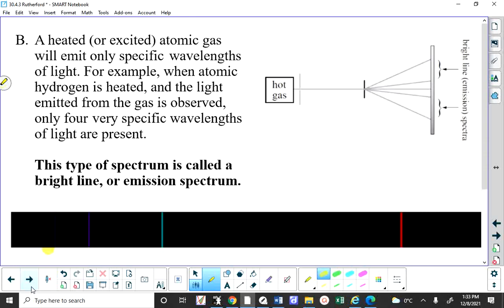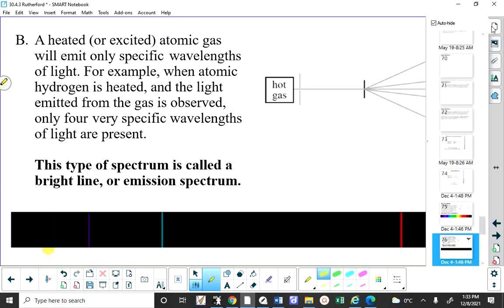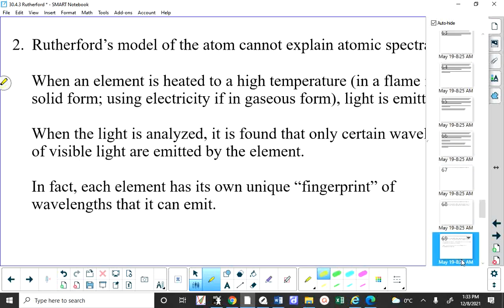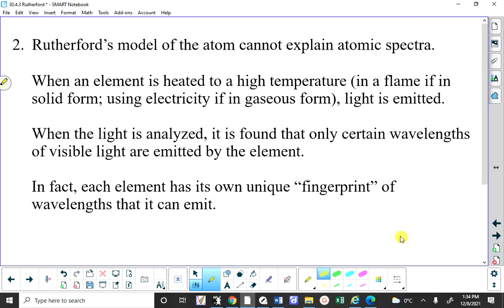And every different element has its own fingerprint. So when you heat an element to a high temperature, oh, how many of you remember flame tests from Chem 20 maybe? That's what's going on. Except in chemistry, you're not analyzing the light in terms of wavelengths necessarily, not in high school chemistry, you're just using colors. In chemistry in university, you would do a spectrograph of that color to spread it out and look at the different wavelengths.